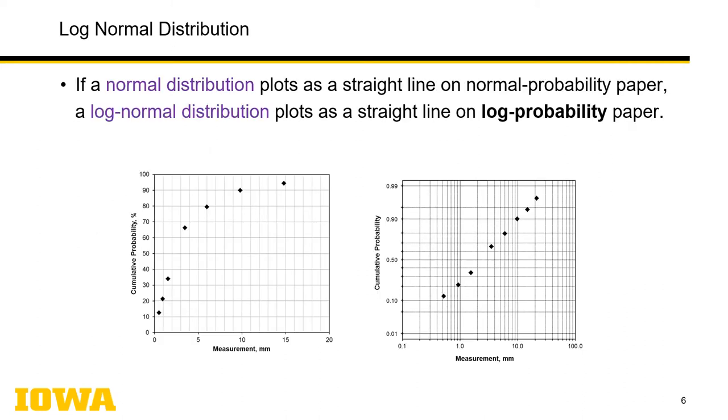Okay, so now back to this graphing technique in order to determine whether you have a lognormal distribution. If a normal distribution plots as a straight line on normal probability paper, then no surprise that a lognormal distribution plots as a straight line on log probability paper. So here we have a log scale now for the x as versus a normal, and we have the probability scaling that I showed you before, which will straighten out a lognormal distribution. So this becomes the test for lognormality, if you end up with a straight line on such paper.